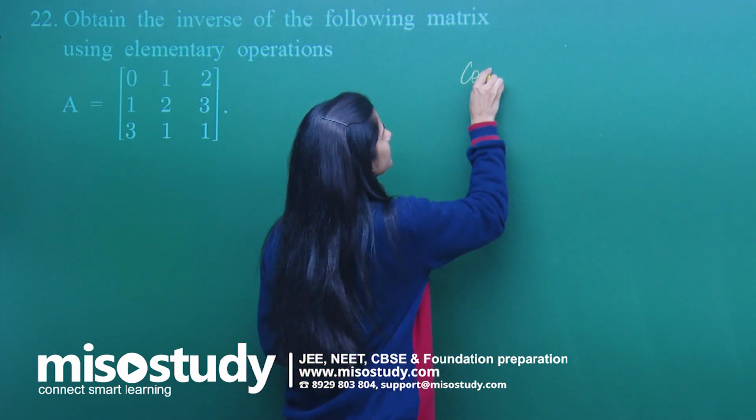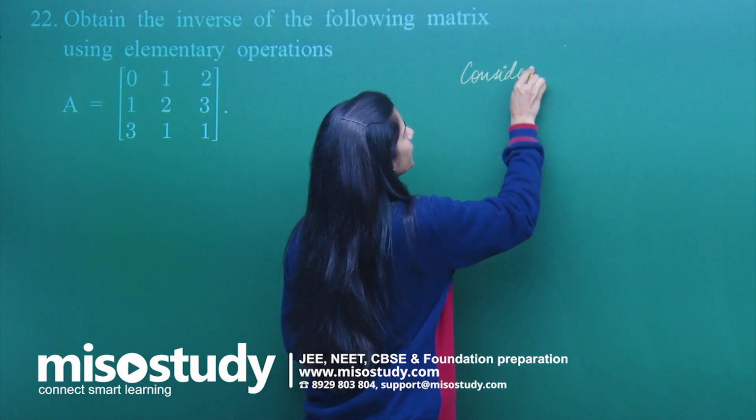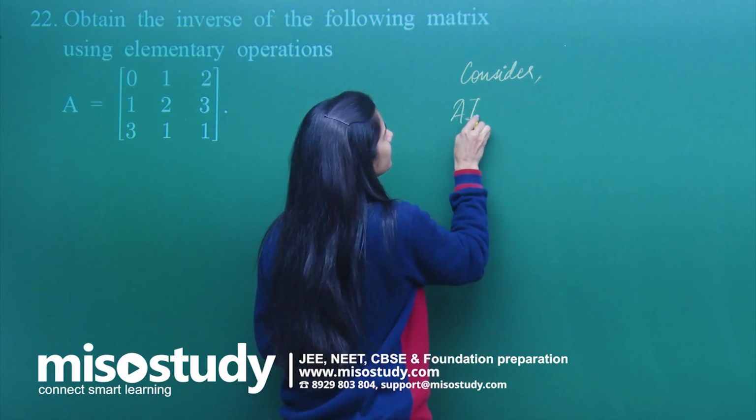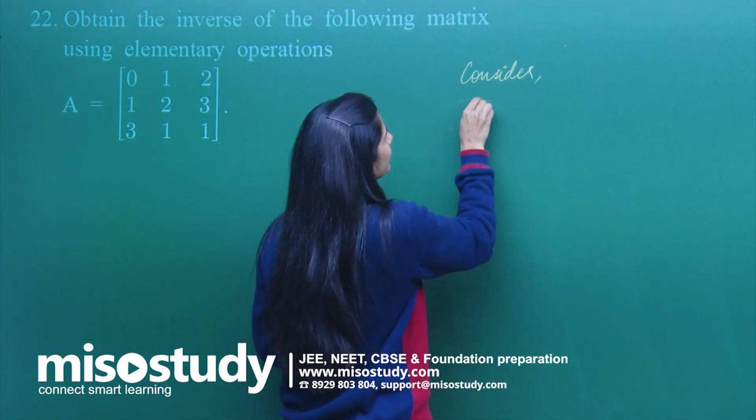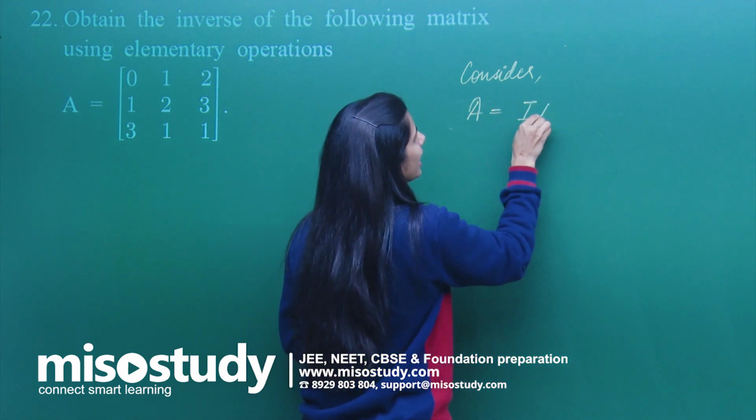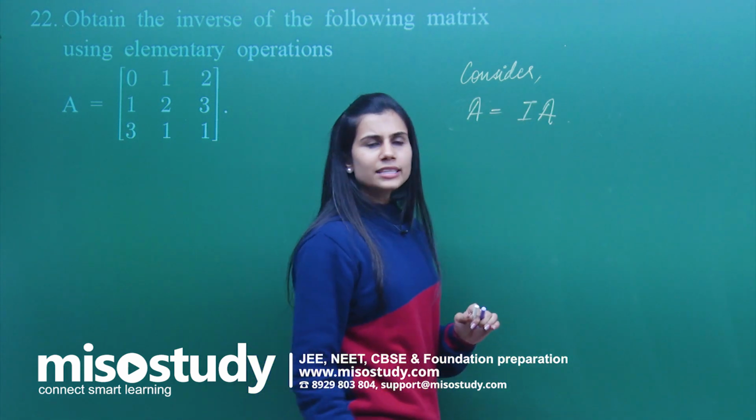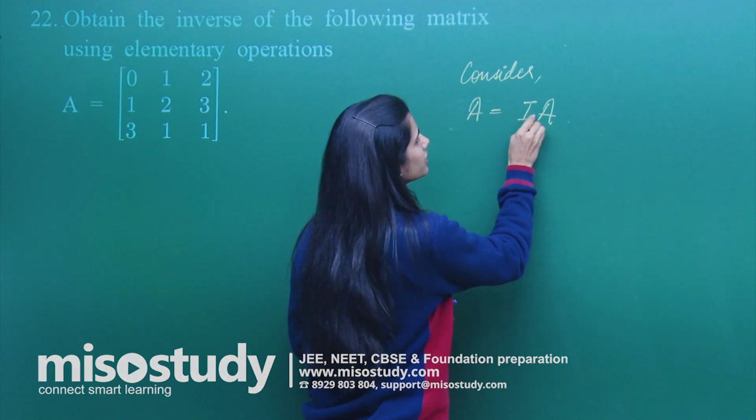So how do you do that? The basic algorithm, you consider what? A equals IA is what you consider. You know that? Identity matrix of order 3 cross 3.